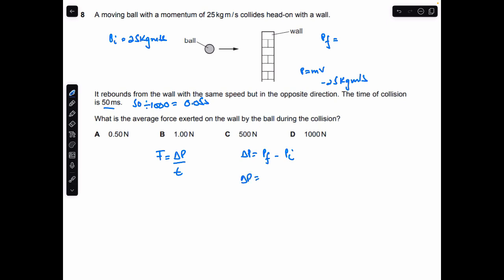So the change is going to be minus 25 minus plus 25, which is minus 50 kg meter per second. Now this negative sign, please don't get confused by it. It only shows that the direction is opposite. So what I'm going to do is 50 divided by 0.05, which is 5000 divided by 5. 5 ones are 5. So the answer is 1000 newtons.